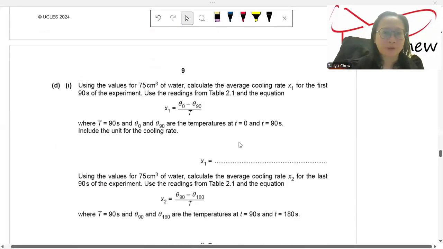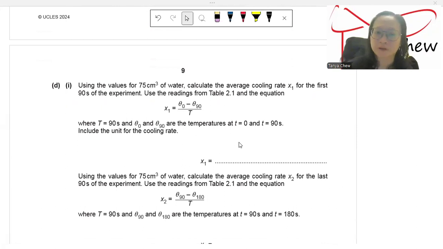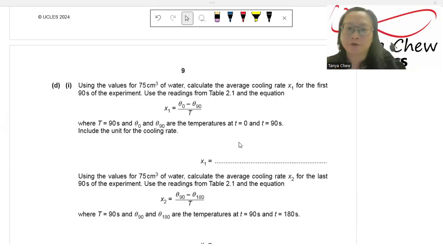Now, D part 1, using the values of 75 cm cube of water, calculate the average cooling rate, X1, for the first 90 seconds of the experiment. Use the readings from table 2.1 and the equation X1 is equal to theta 0 minus theta 90 divided by t, where t is equal to 90 seconds and theta 0 and theta 90 are the temperatures at t equal to 0 and t equal to 90 seconds. Include the unit for the cooling rate.